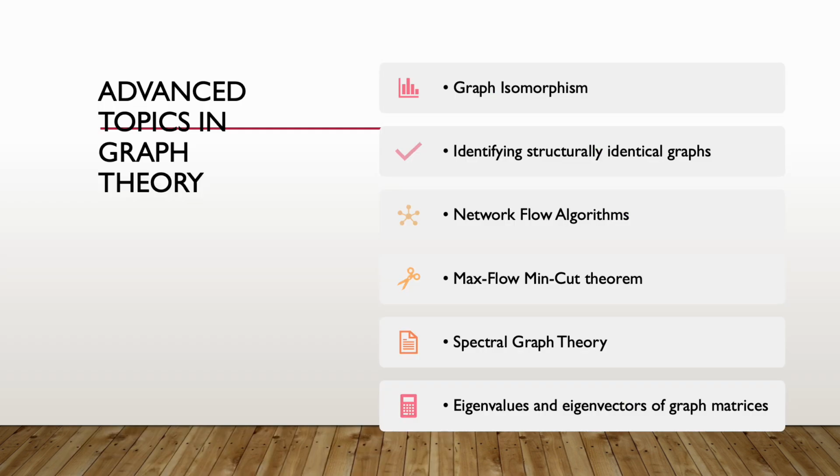Graph isomorphism involves determining whether two graphs are structurally identical. Network flow algorithms like the Ford-Fulkerson method find the maximum flow in a flow network. Spectral graph theory studies the properties of graphs using the eigenvalues and eigenvectors of matrices associated with the graph, with applications in clustering and image segmentation.